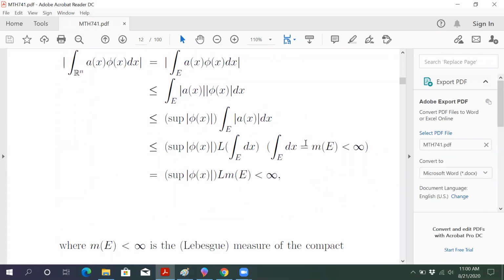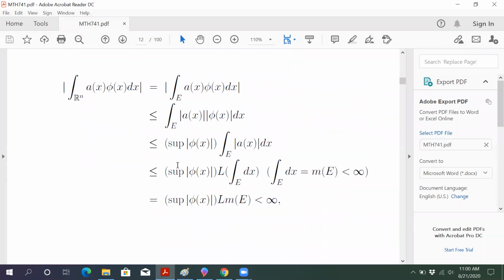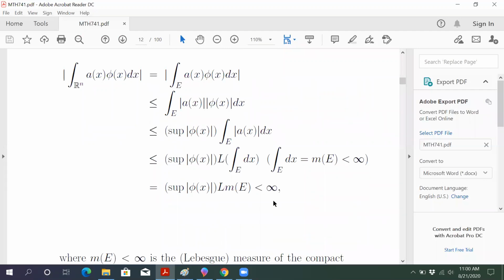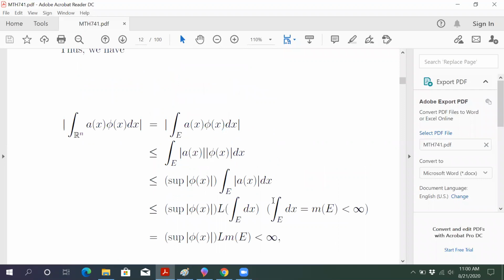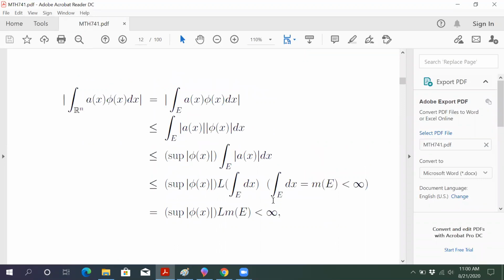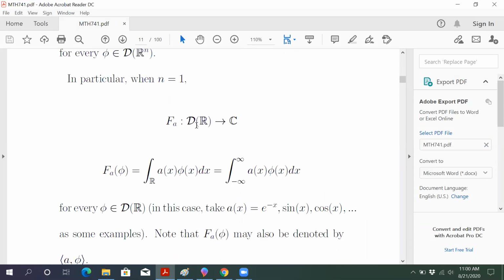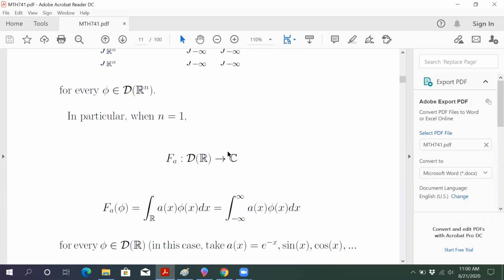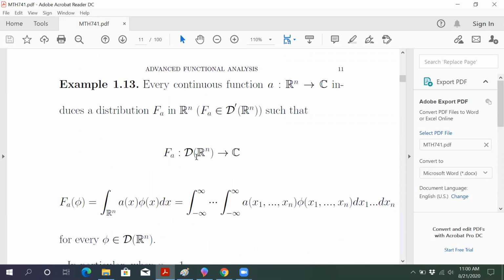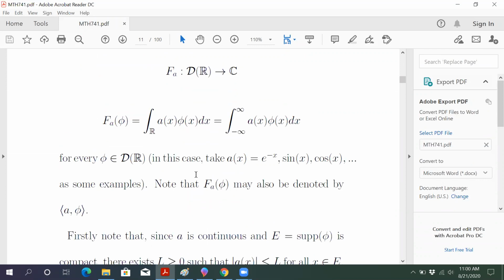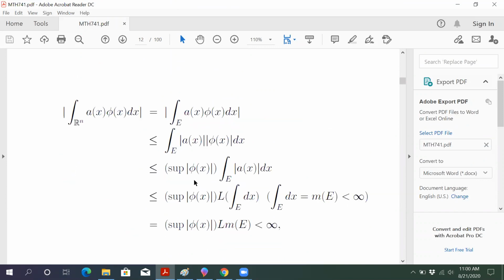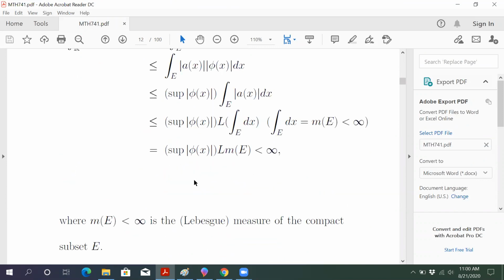So we have shown so far that this integral is convergent, okay? So FA is well defined. So FA, our functional, is well defined here. Next, we are going to show that it is linear and continuous. Therefore, it's a distribution in Rn.